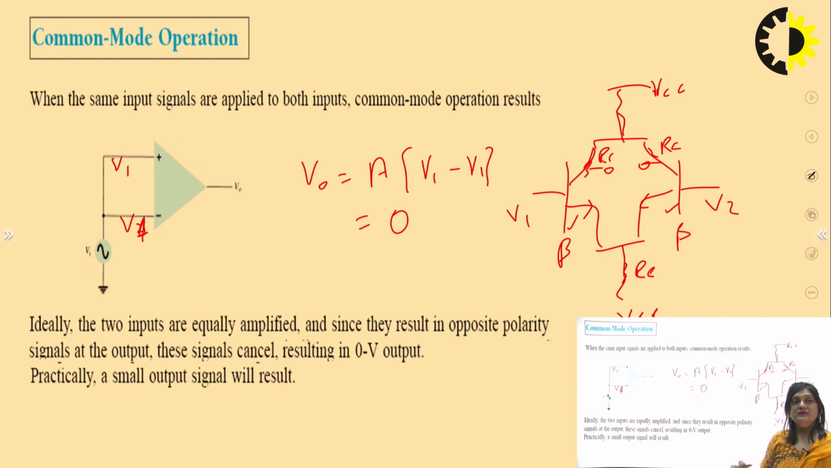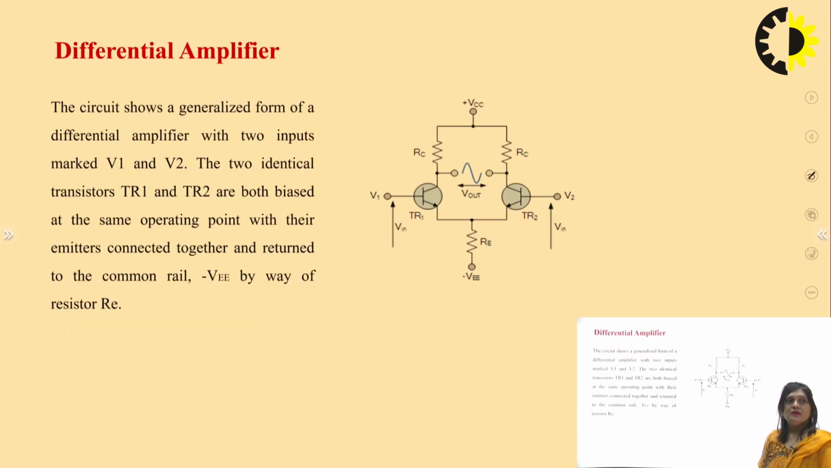But this is not the case in the practical op-amp. In a practical op-amp, these two transistors cannot be perfectly matched. So the outputs V01 here and V02 here will not be the same. So V01 minus V02 would not be 0. So this is how this differential amplifier works.